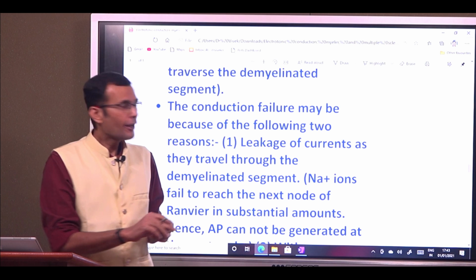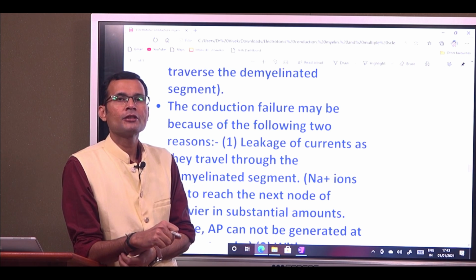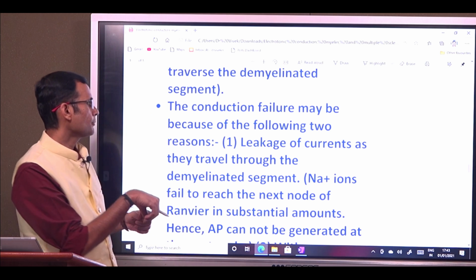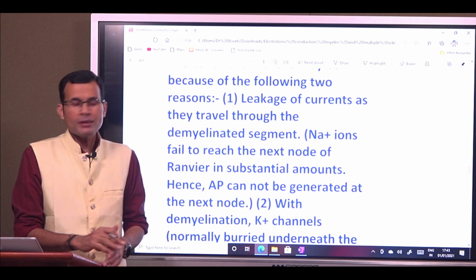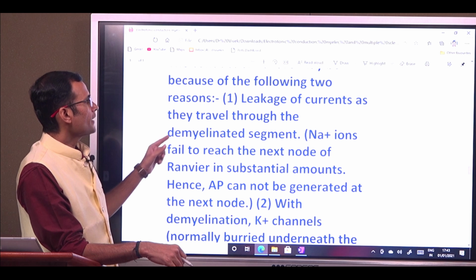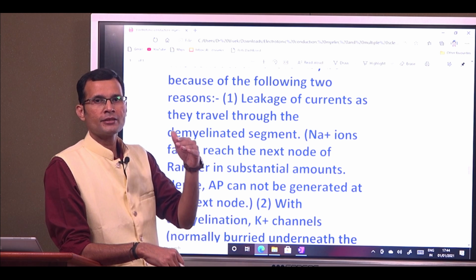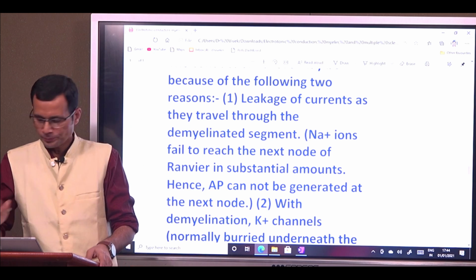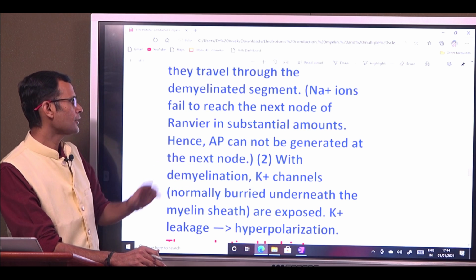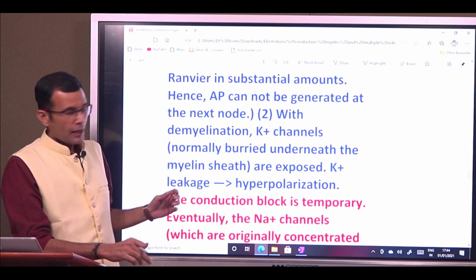Now, let me add a few more points related to conduction failure that will add conceptually to our understanding of pathophysiology. It happens because of two reasons. First, leakage of currents as they travel through the demyelinated segment. We saw that already: the membrane has capacitance, so there is leakage of charges, and therefore sodium ions fail to reach the next node of Ranvier in substantial amounts. Hence, the action potential cannot be generated at the next node.